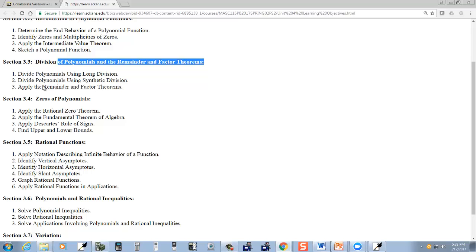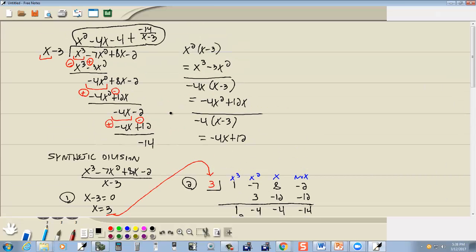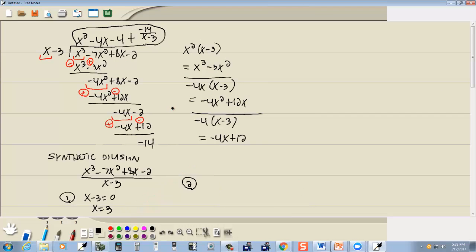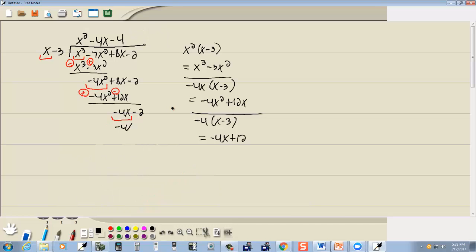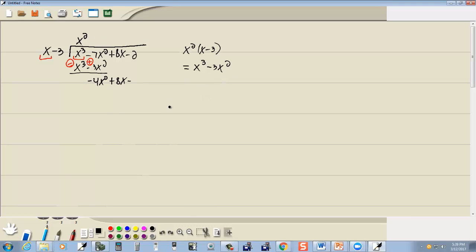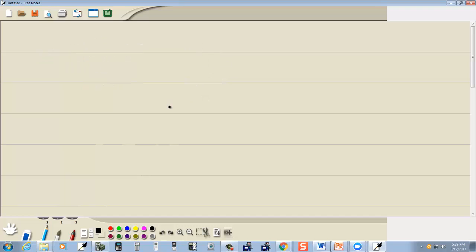Now the next topics are the remainder and factor theorems. Let me show an example of the remainder theorem. If I have f of x is equal to x to the third minus 2x squared plus x minus 1, and I want to find f of 2, for example. The remainder theorem is another way of evaluating a polynomial function.